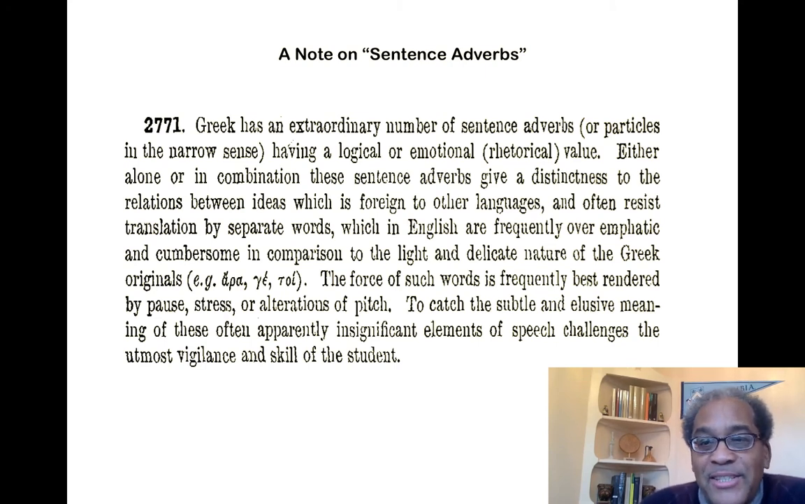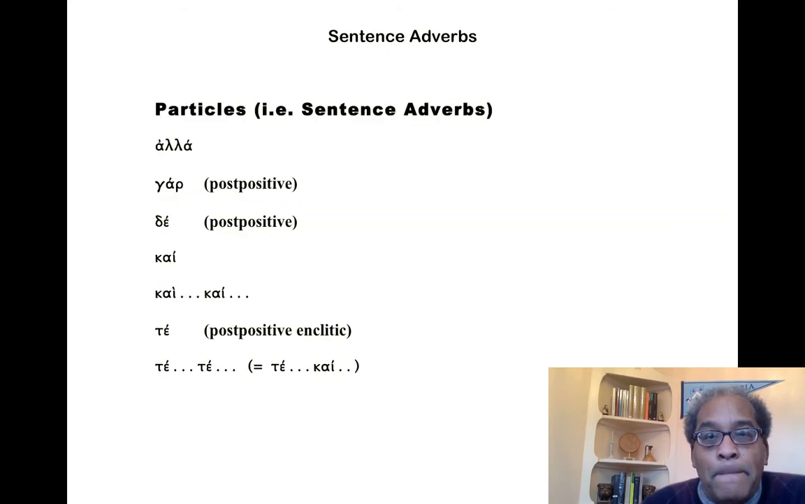To catch the subtle and elusive meaning of these often apparently insignificant elements of speech challenges the utmost vigilance and skill of the student. And indeed, the Greek particles are absolutely wonderful, especially, for instance, in Plato, where almost all of the humor of the Platonic dialogues rests in the sense of the particles that are being given to these utterances of Socrates. Okay, enough of that.